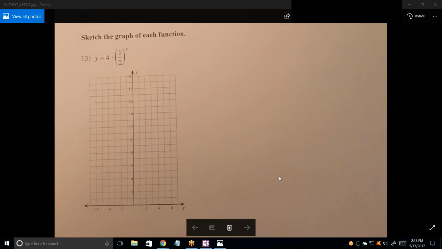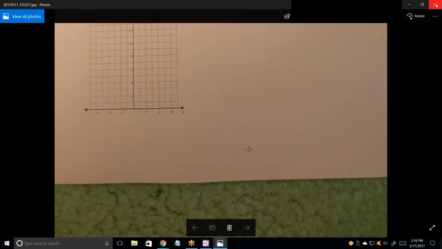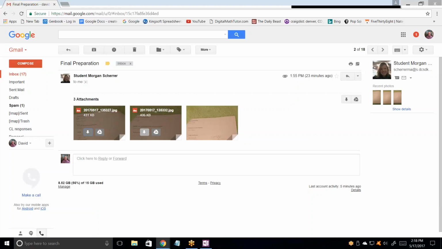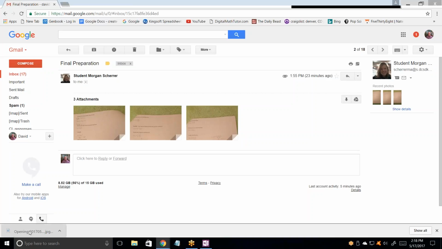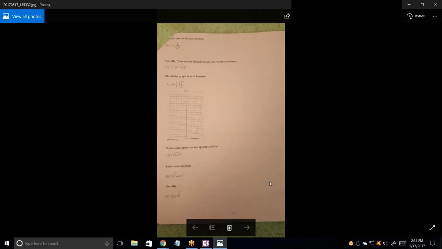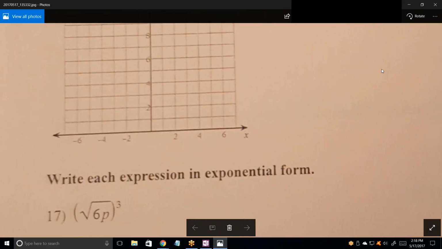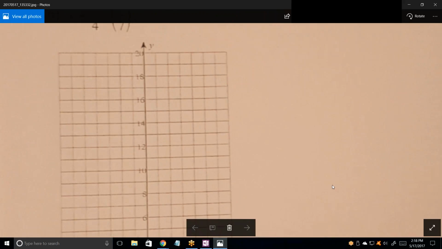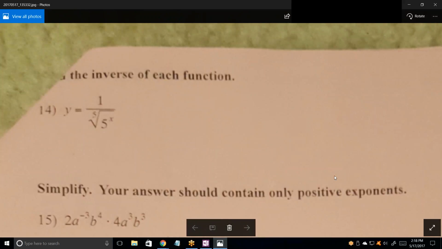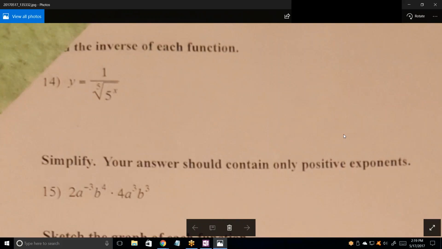Next page. Then on number 14, you're just finding the inverse of the function. Yeah, let's do that.